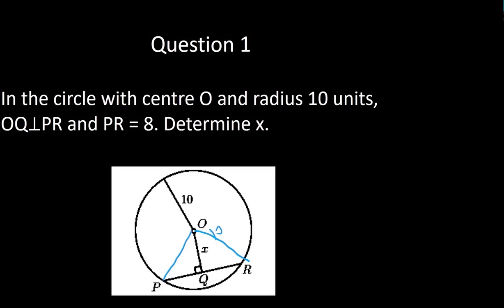Of course, here we also need to remember that if the line from the center of the circle is perpendicular to the chord, it bisects the chord. So those are a few things that, if we forget about them, make it tricky. It makes it really difficult to answer a question like question 1.